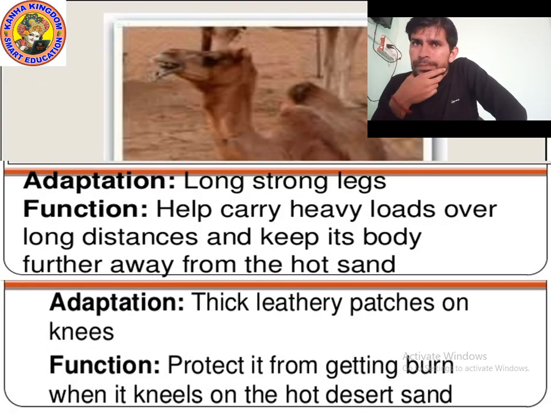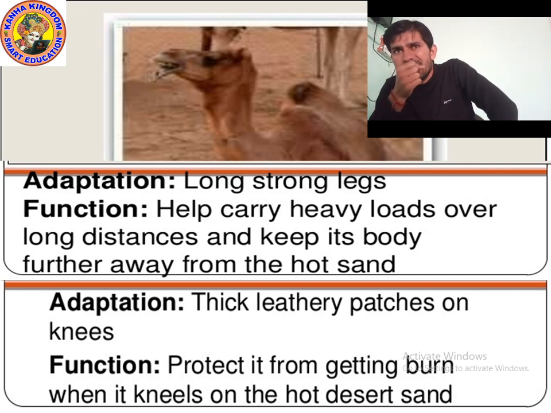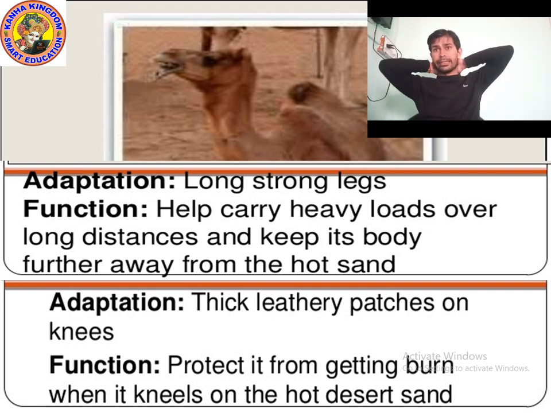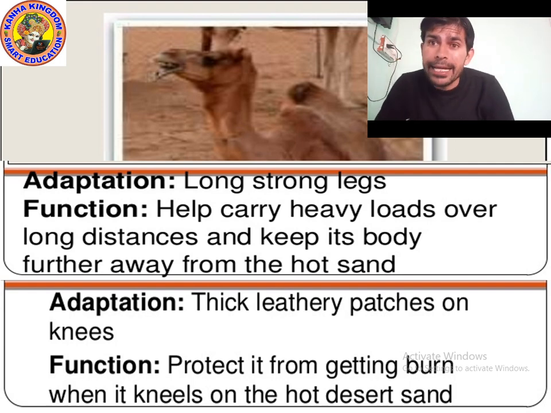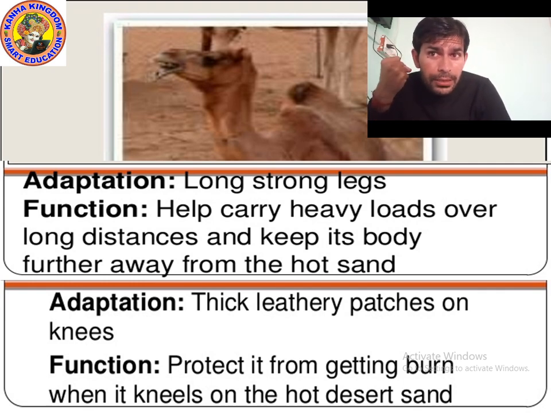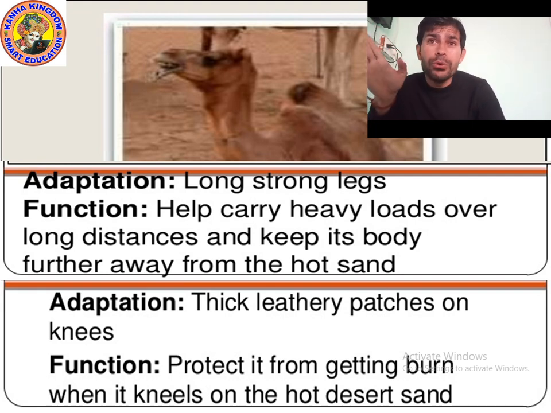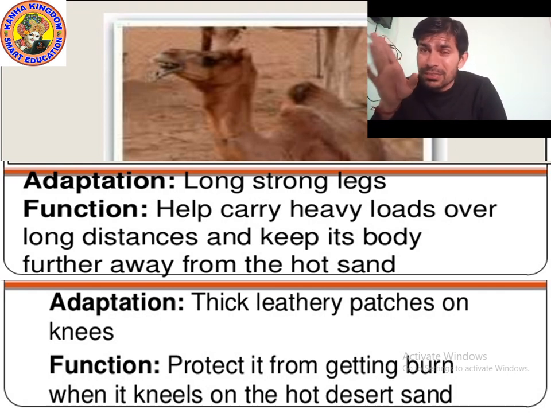Okay, so as you can see, the first adaptation is long, strong legs. The next adaptation, as you can see, is long, strong legs. The camel has long legs, and these legs are also very strong. Because of their strong and long legs, they can easily carry heavy loads for long distances.